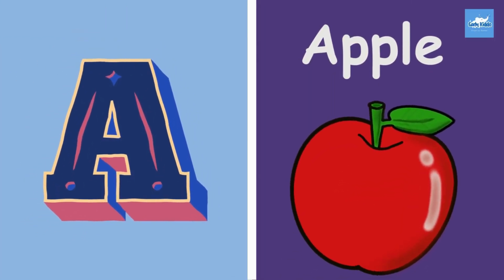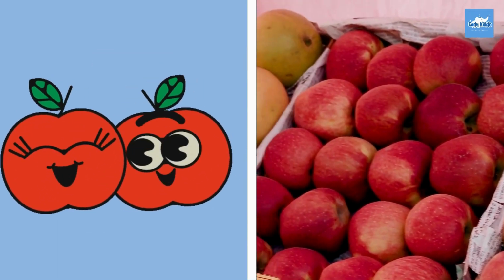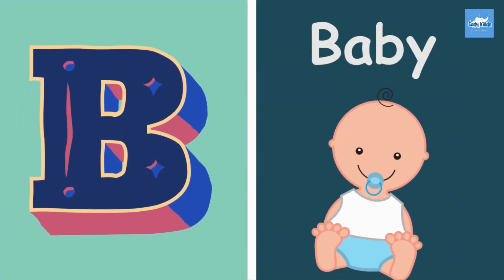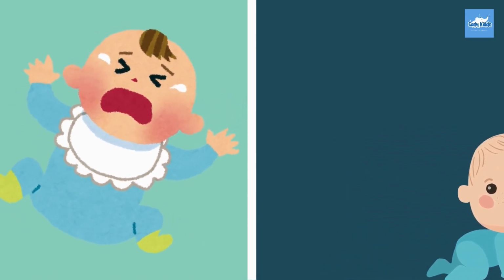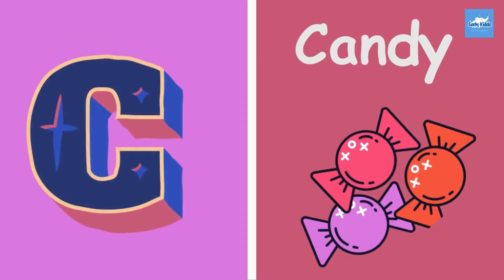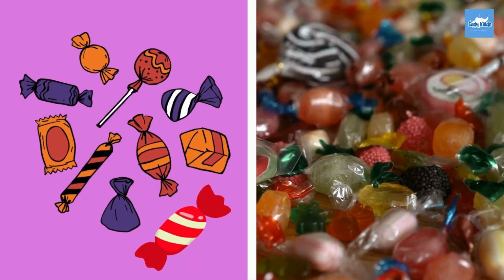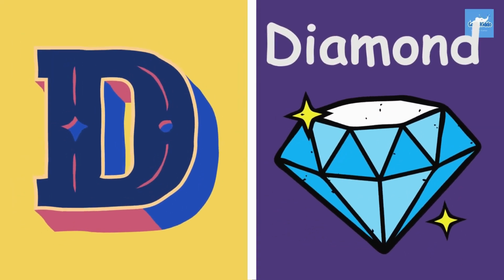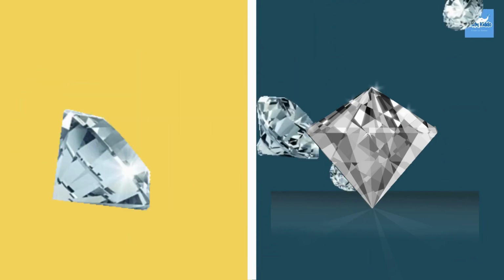A is for apple, a apple, a apple, a apple. B is for baby, ba ba baby, ba ba baby. B baby. C is for candy, ka ka candy, ka ka candy. C candy. D is for diamond, da da diamond, da da.